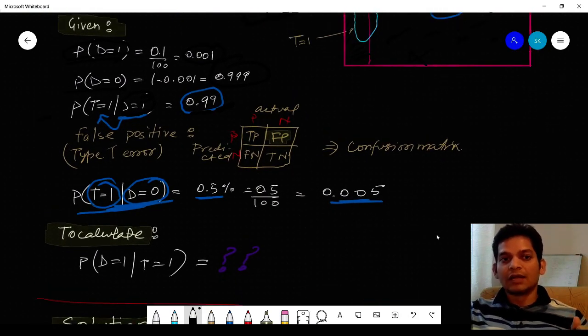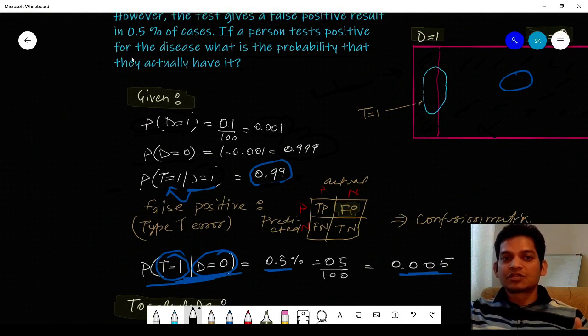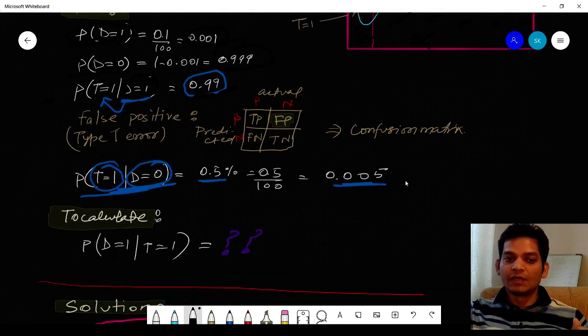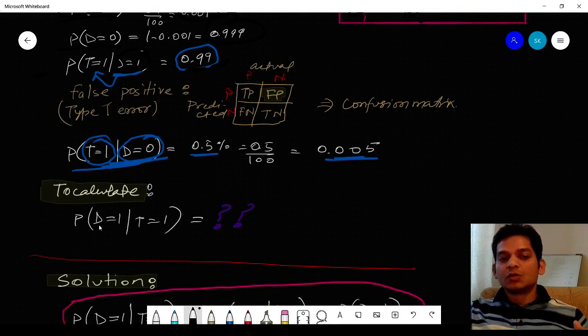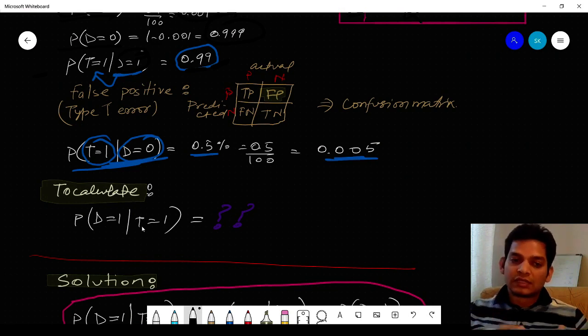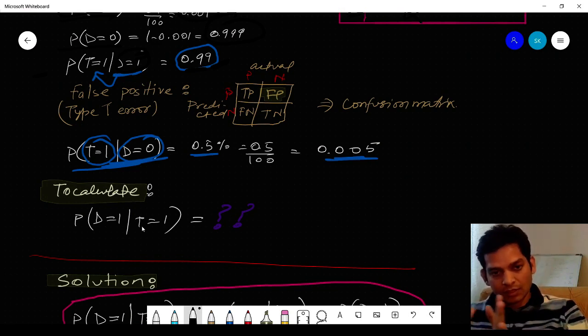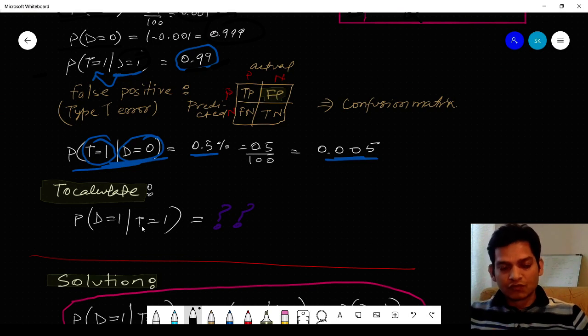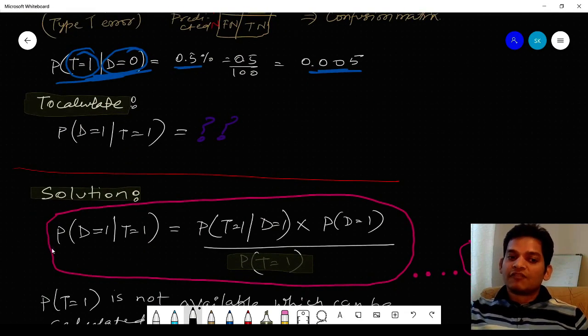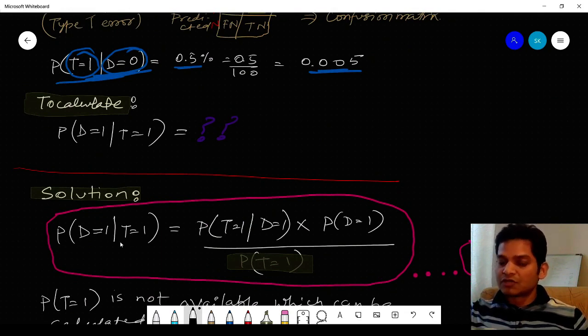Now, what is there to calculate? We have to calculate, if a person tests positive for the disease, what is the probability that they actually have it. So P of D is equal to 1 given T is equal to 1. The test is positive, okay. Now we need to find out whether this person is already infected or not. This can be done through Bayes theorem. If the test is already positive, what is the probability that he is infected?